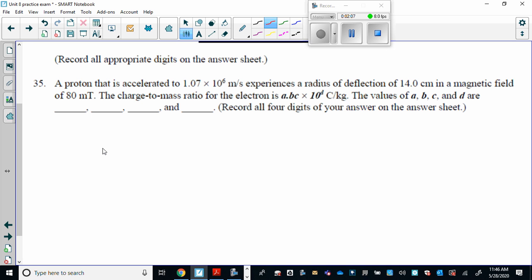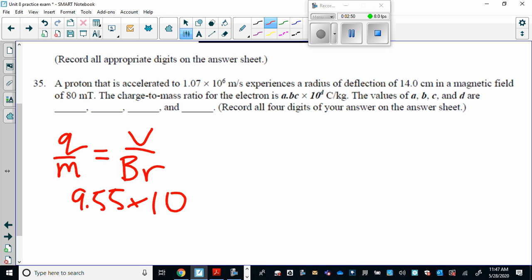Number 35. Charge to mass ratio question. It's a proton accelerated at that velocity. You're given the radius, you're given the magnetic field strength. Charge to mass ratio, we should probably have that memorized by now, is just the velocity divided by the field strength times the radius. All the information is given to you. Change centimeters into meters. Make sure that you acknowledge that's 80 milliteslas, so times 10 to the negative 3. Stick the numbers in. I don't think I need to go over that in any great detail, and you get an answer of 9.55 times 10 to the 7 coulombs per kilogram.